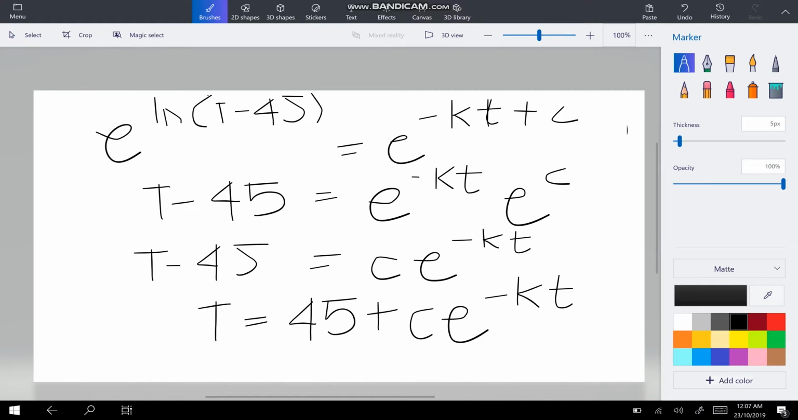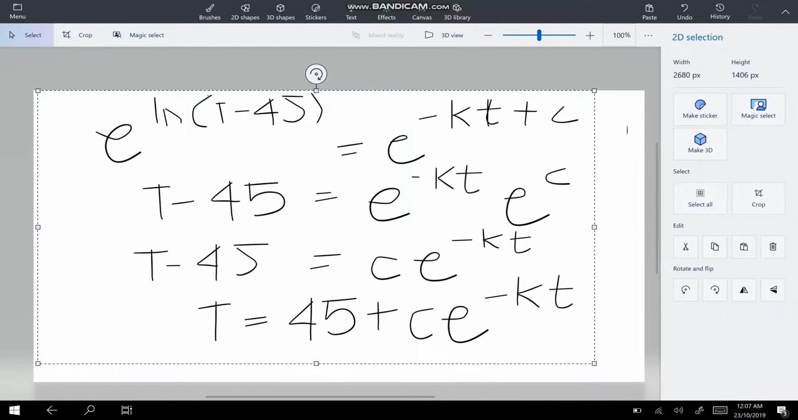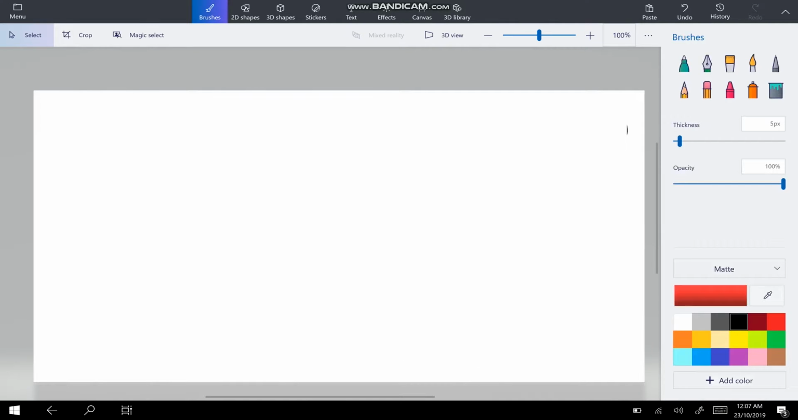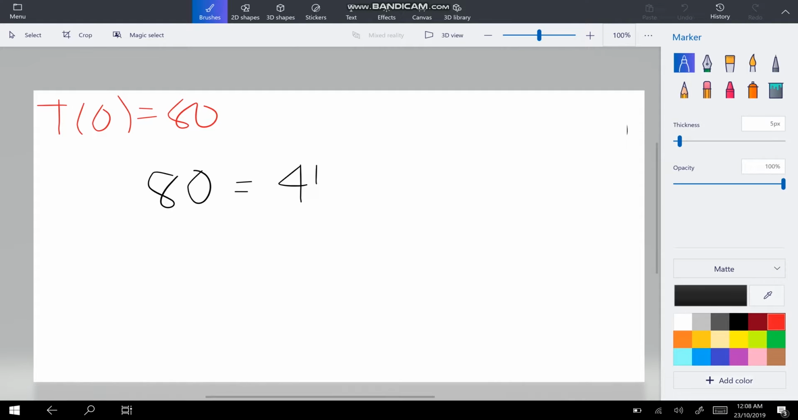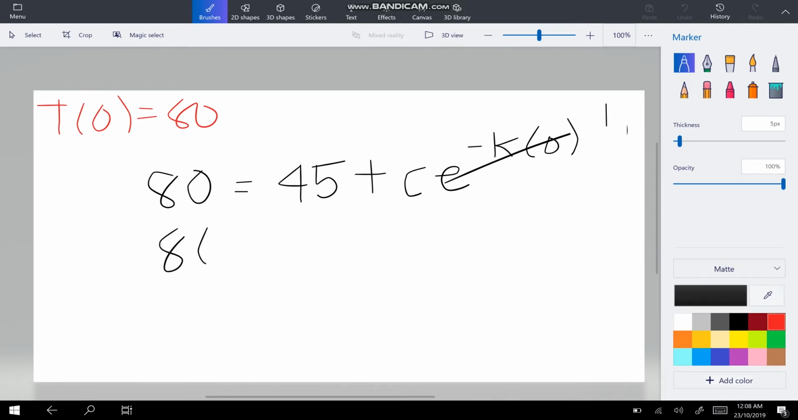Of course, e to the c is some other constant, which I'll be sloppy and just call c. So we have T minus 45 equals c e to the minus kt. Adding 45 to both sides, T is 45 plus c e to the minus kt, so that is the solution to our differential equation. Notice it has two constants, capital C and little k, and we can find capital C by using this initial condition.